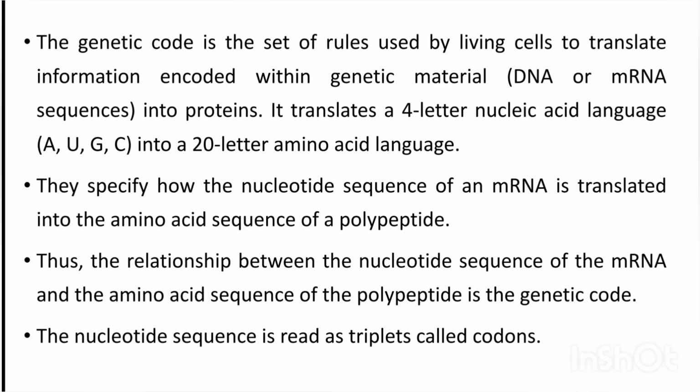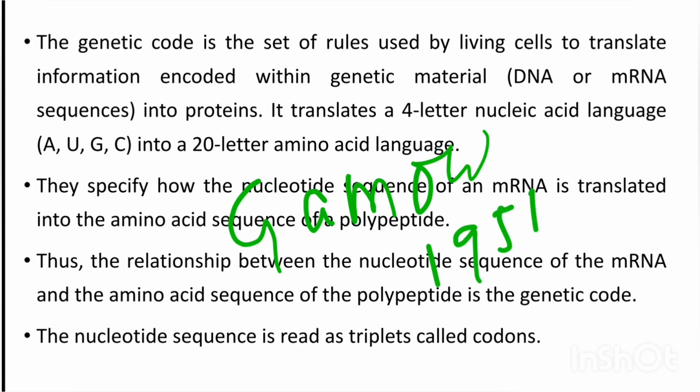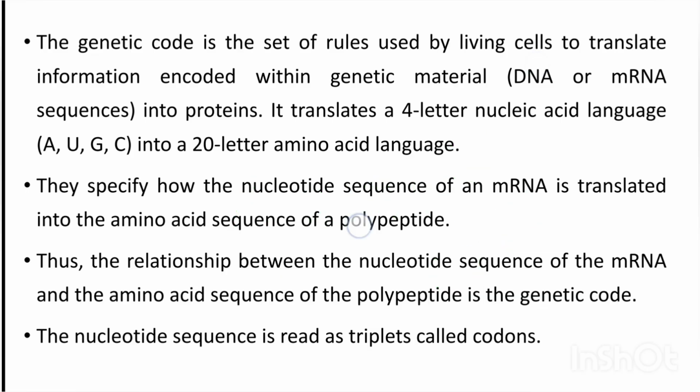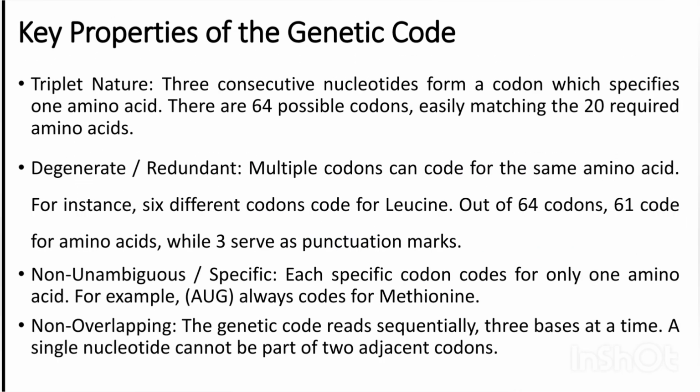So how to arrange amino acids? At first, Gamow in 1951 first raised the concept that the genetic code can be triplet. That means 3 bases combinedly code for one amino acid. So what are the key properties of the genetic code? At first, it should be triplet in nature.